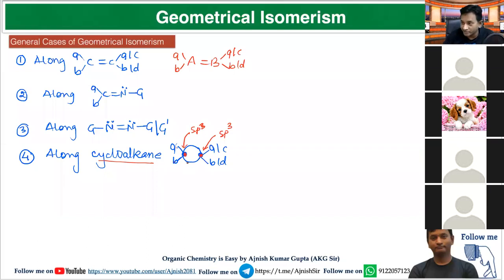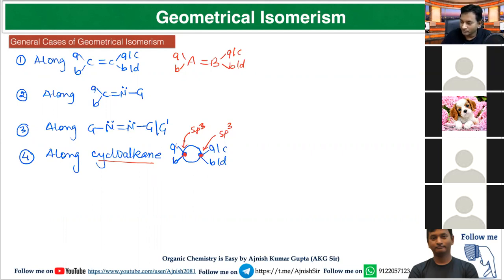Once again, I'm saying this. When you think about cycloalkanes, then at least 2 sp3 carbons are present which have different substituents. If a molecule fulfills this condition, then that molecule will show GI. Is it clear?